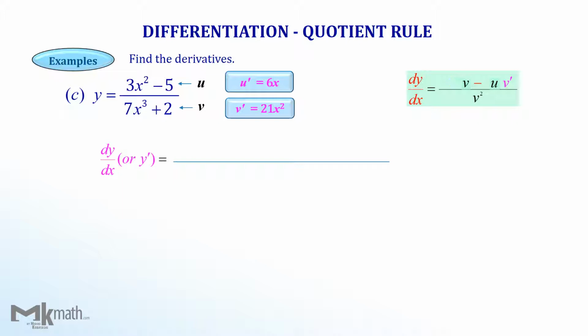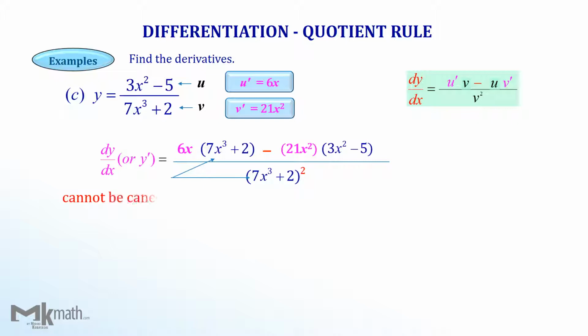The first term should be u prime, 6x, times v, which is 7x to the cube plus 2. After that, place a minus sign. The second term is u times v prime. However, v prime times u is convenient here. Finally, place v squared on the denominator. Again, do not cancel those two terms.